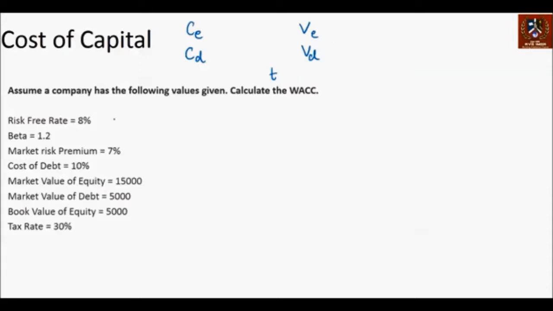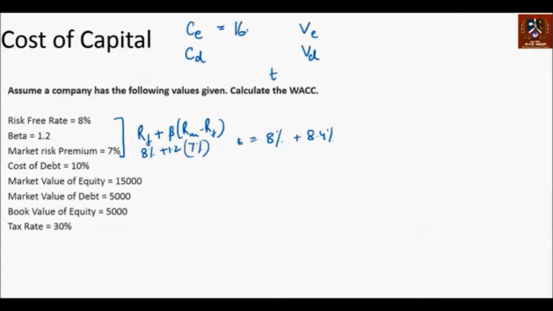So what is cost of equity? We have been given these three data points. So risk-free rate plus beta into RM minus RF, right? What is risk-free rate? That's 8%. Beta is 1.2 and RM minus RF is 7%, that's given to us, right? So cost of equity will work out to 8% plus 8.4%. So that's going to give me 16.4%, correct?